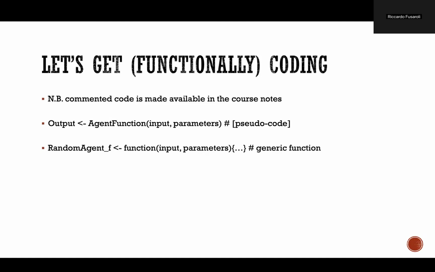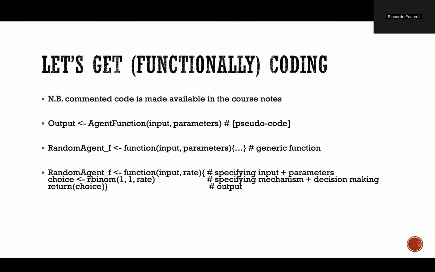And tell me if I'm going too slow, but every year there is always somebody who's not feeling very confident in programming, so I've sort of developed the slides to go step by step. Following on what we have been discussing, a random agent, so an agent that has, let's say, an 80% chance of picking right, will have some input. But really what matters for that agent is the rate at which they pick right.